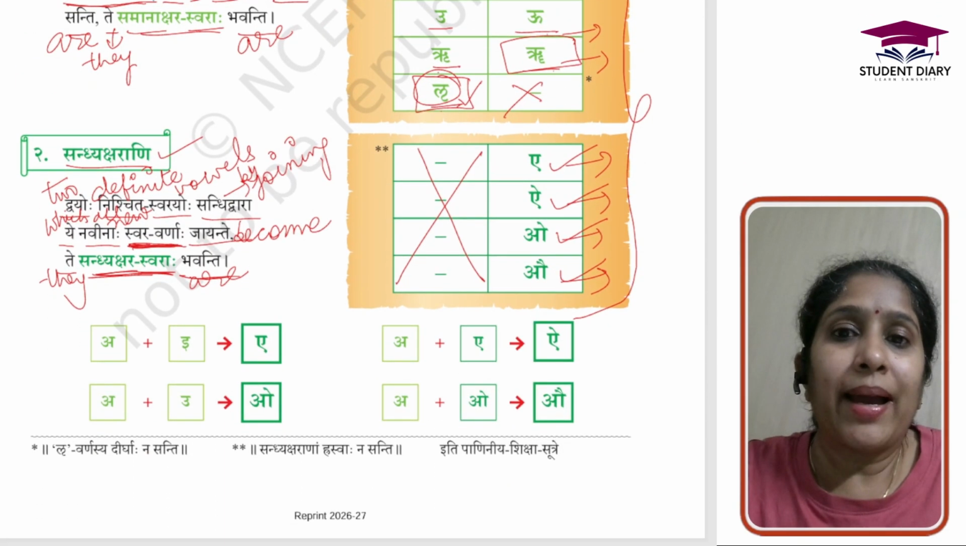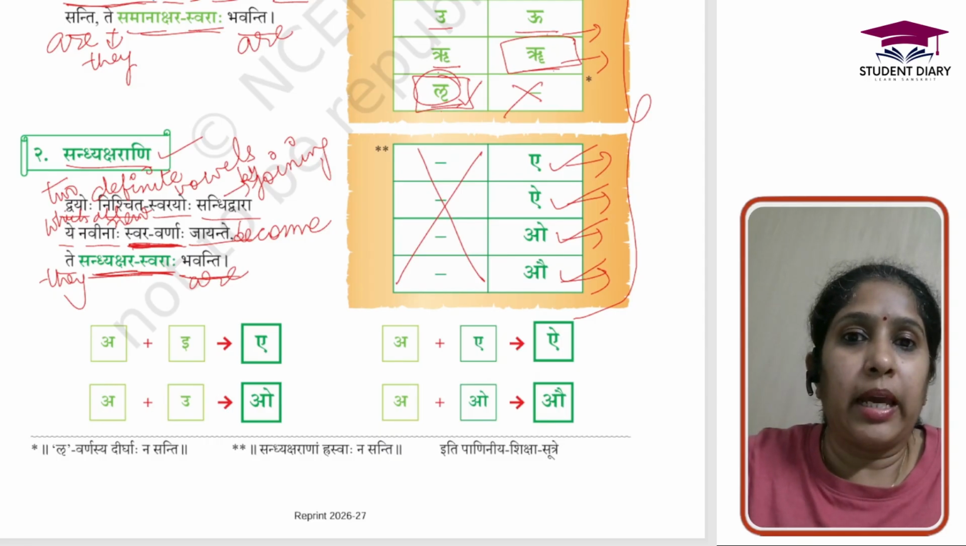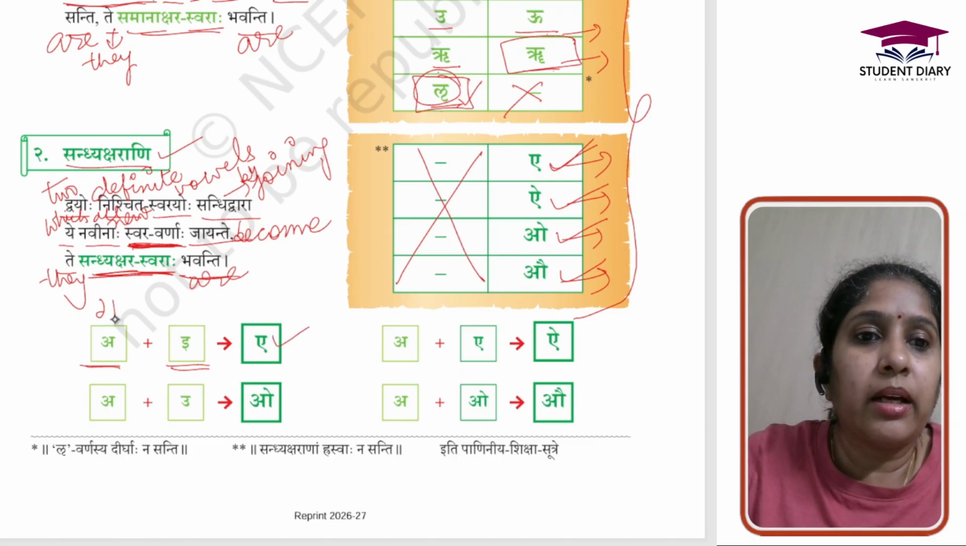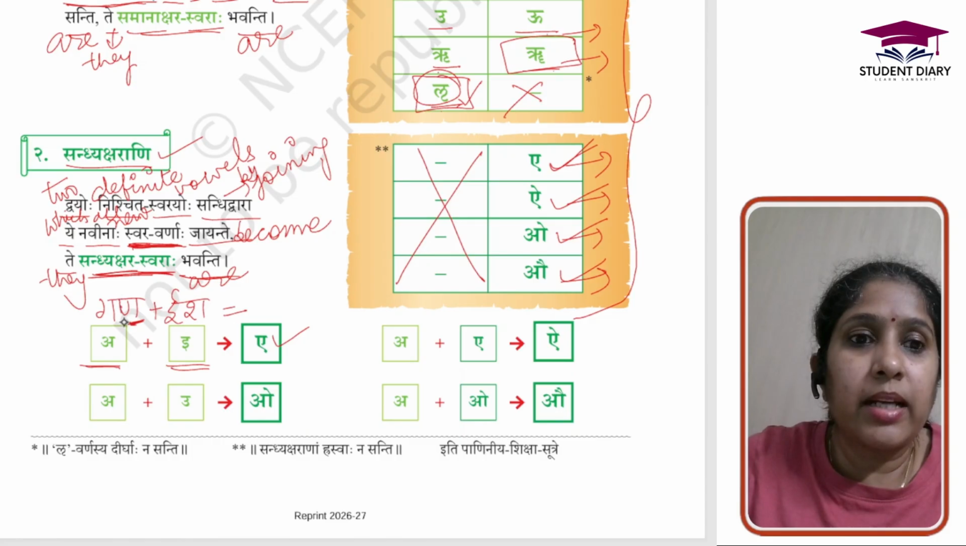Now let's see by joining which two we got e. So e we get when we join a and i. When we join the letters a and i together, we get e. I can give you an example like Gan plus Ish. Gan is ending with a, and i, so we make it Ganesh.